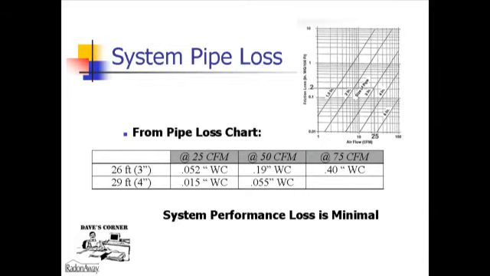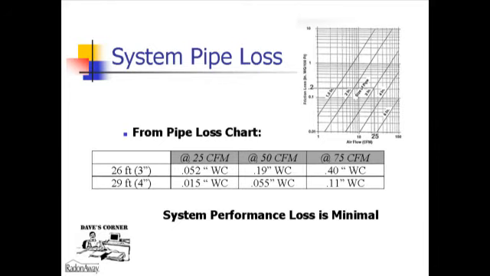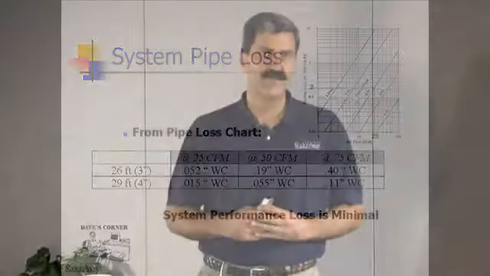At 50 cubic feet per minute is 0.055 inches water column. And finally, at 75 cubic feet per minute, we see that 4-inch pipe in our equivalent length of 29 feet has a total system pressure loss of 0.11 inches water column.